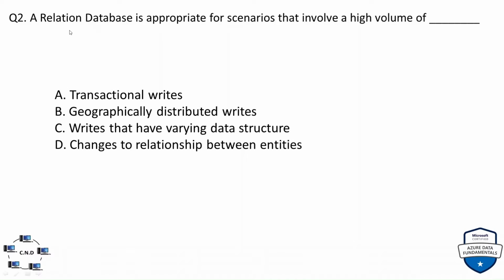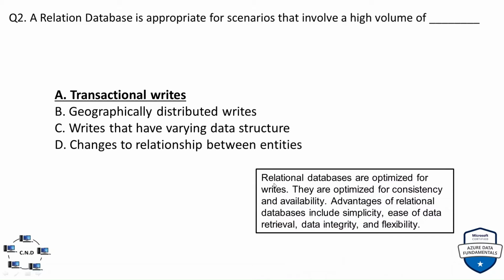Question number two is that a relational database is appropriate for scenarios that involve a high volume of, and the options are A. Transactional writes, B. Geographically distributed writes, C. Writes that have varying data structure, and D. Changes to relationship between entities. And the correct option is transactional writes. So the relational databases are optimized for writes. They are optimized for consistency and availability. Advantages of relational databases include simplicity, ease of data retrieval, data integrity, and flexibility.